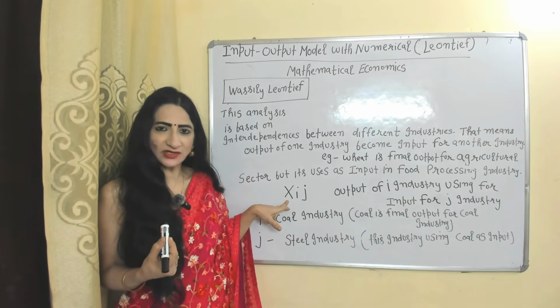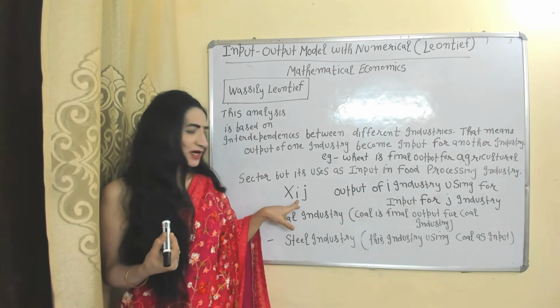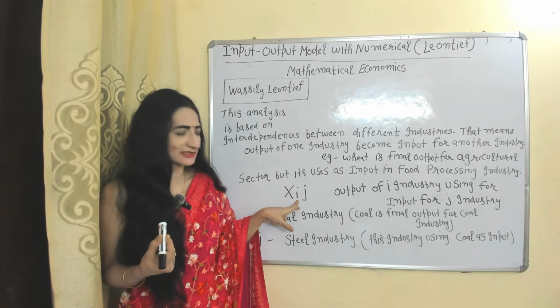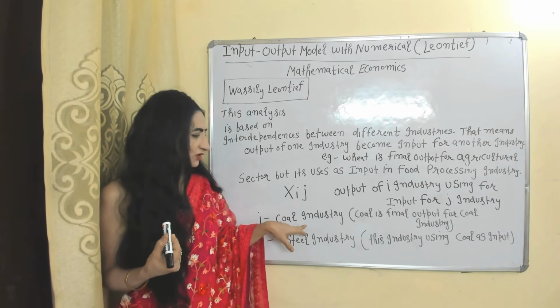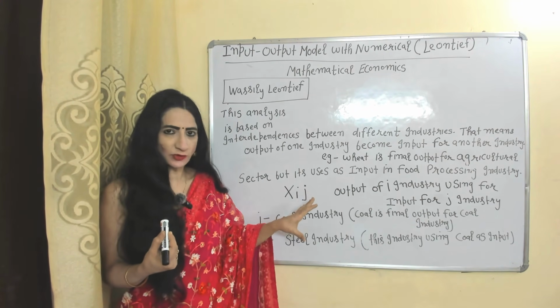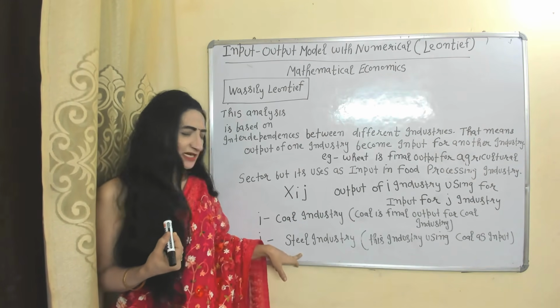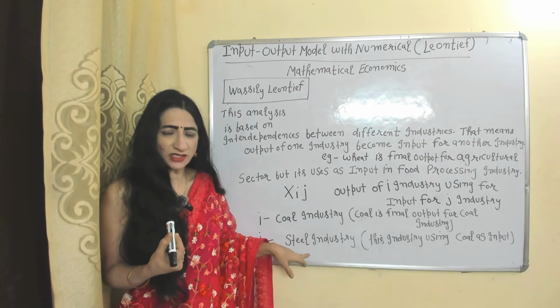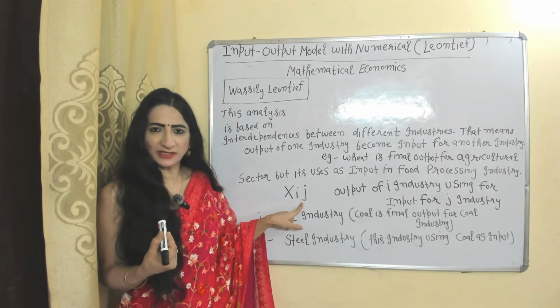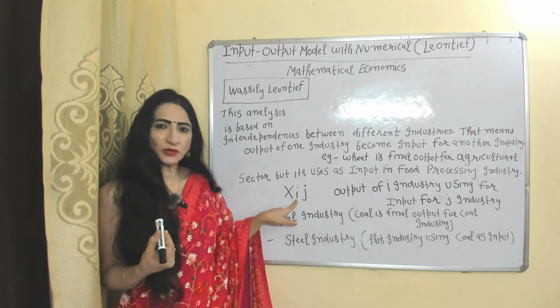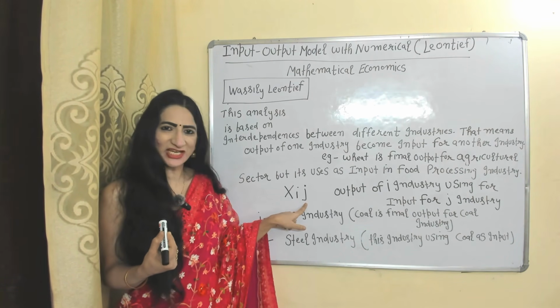Here X represents industries, and Xij represents that we are using the output of industry I as an input for industry J. Say industry I is the coal industry, and coal is the final output of the coal industry. J is the steel industry, and the steel industry uses coal as an input. So Xij represents that we are using the output of industry I as an input for industry J.